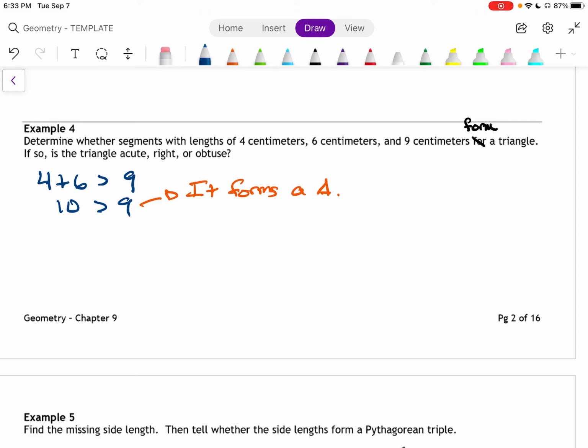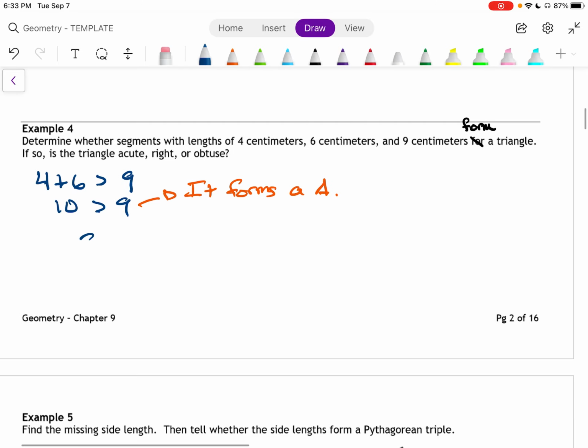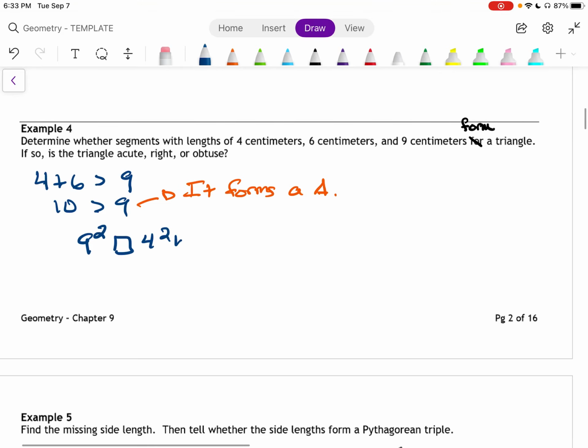Now we need to decide if it is acute, right, or obtuse. So I'm going to take my longest side, my potential hypotenuse, that's 9 squared. Then I'm going to use my box again because I don't know if it's going to be equals, greater than, or less than. And then I'm going to say we got 4 squared plus 6 squared. Well, 9 squared is 81. And then I'm going to type the others in my calculator. 4 squared plus 6 squared gives me 52.